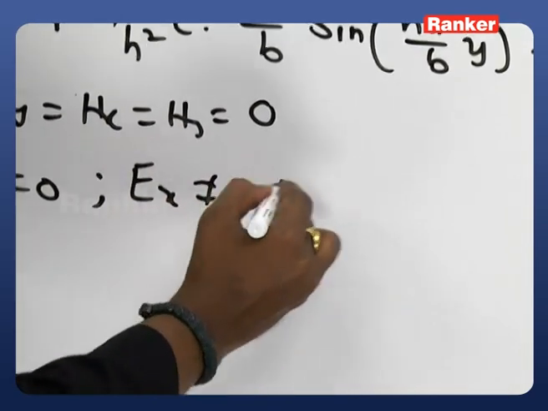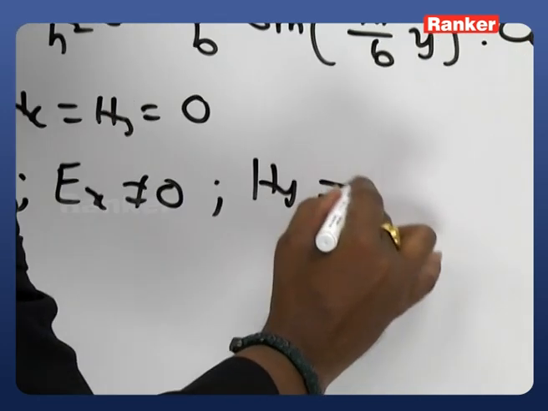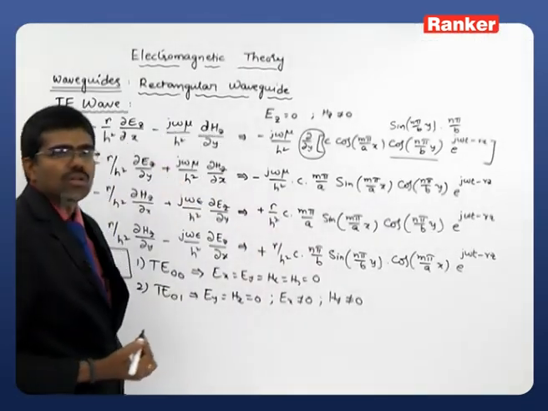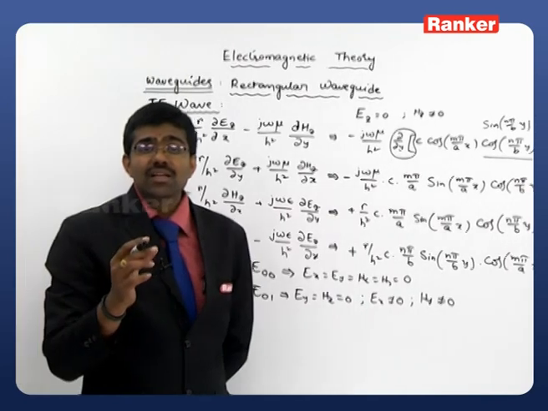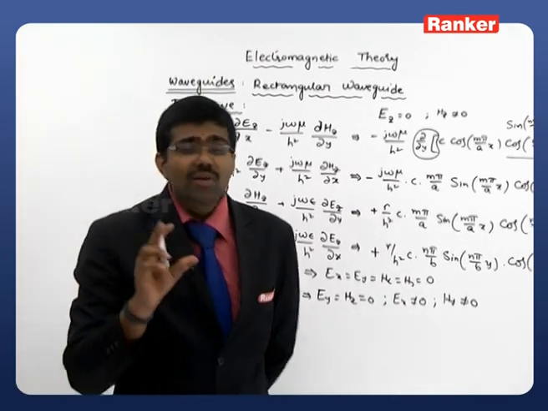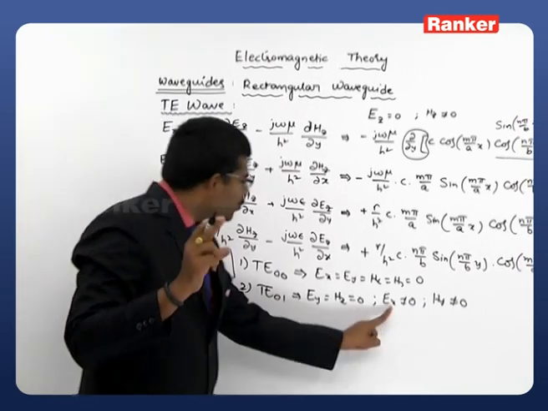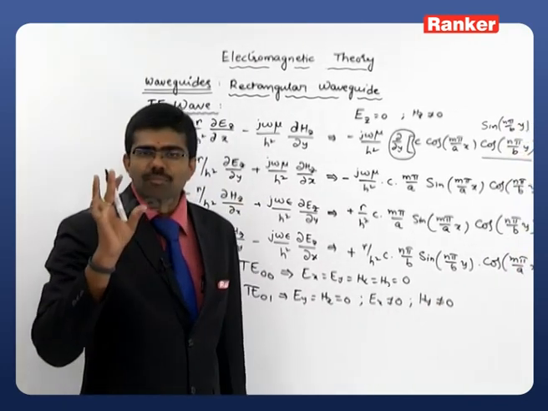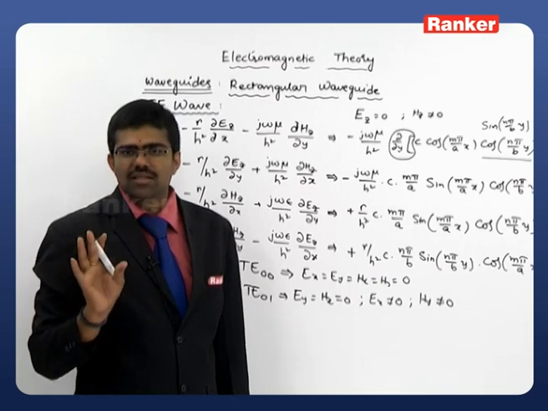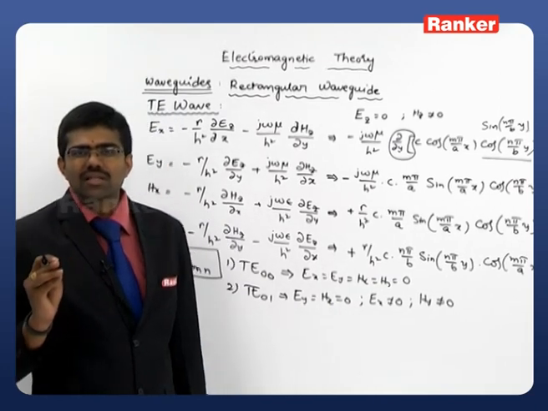Ex is not equal to 0, Hy is also not equal to 0. So whenever we say that an electromagnetic wave is traveling in TE01 mode in a rectangular waveguide, these two are the field components which exist. Only Ex and Hy will exist. You may be asked a question like this.